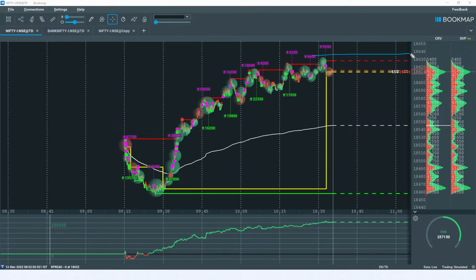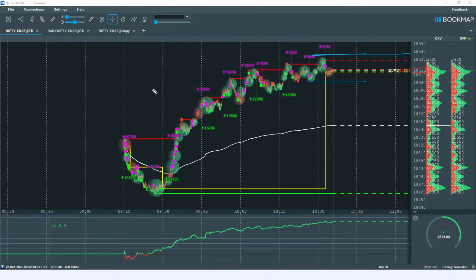So on the break of this further high, we can simply trail our stop loss to the lower level. So this pattern we can continue to hold our trade as long as this particular pattern exists, the higher highs and higher lows. We can simply trail our stop loss as and when we get this particular confirmation from the chart.